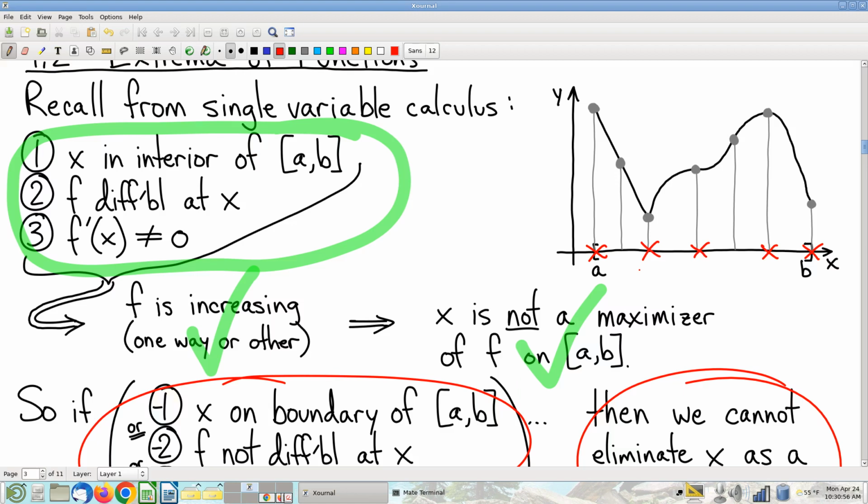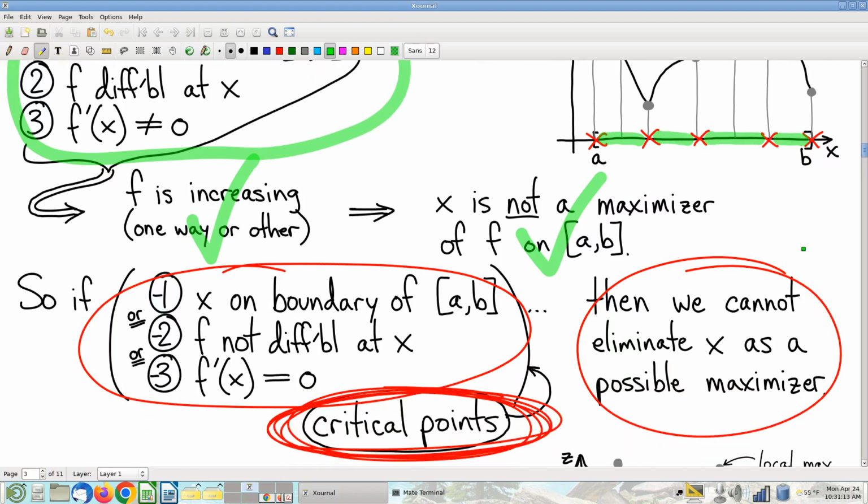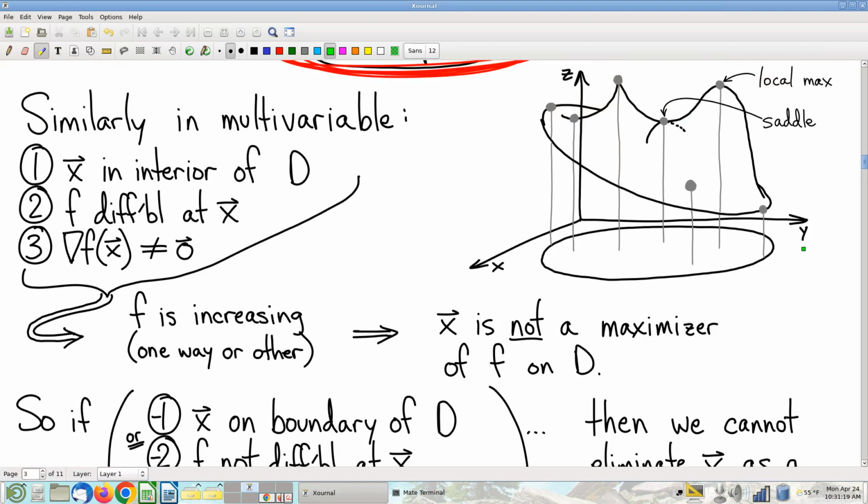Other than these points, the elimination argument eliminates everything else. So all of these values, all of these values, all of these values, and all of those values, we know for sure are not the maximum that we're looking for. And only these red critical points remain. Okay, so again, that's all review. That's single variable calculus. Here's the multivariable version of it. It's morally equivalent.